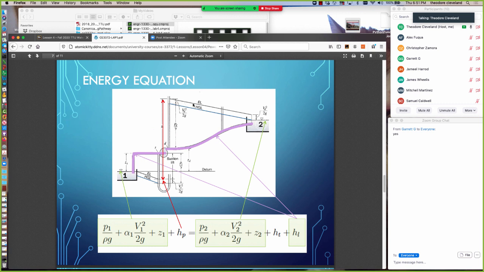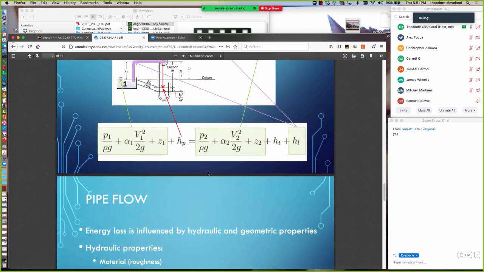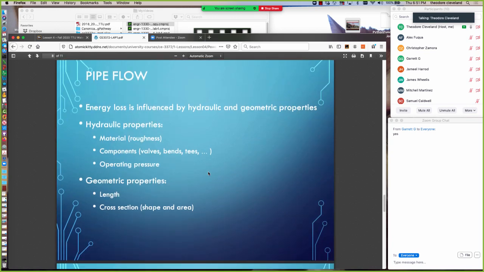And then the energy grade line is the hydraulic grade line plus the velocity head at any point. So the energy loss is influenced by both hydraulic and by geometric properties. So the hydraulic properties that play a role in energy loss are the material that the pipe is made of, usually reflected in its roughness coefficient, any components in the system, valves, bends, T's, other letters of the alphabet, and the overall operating pressure or operating head.